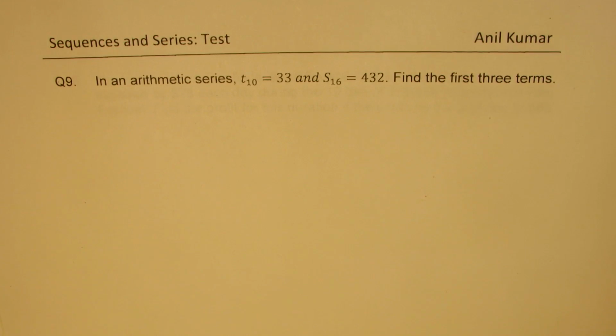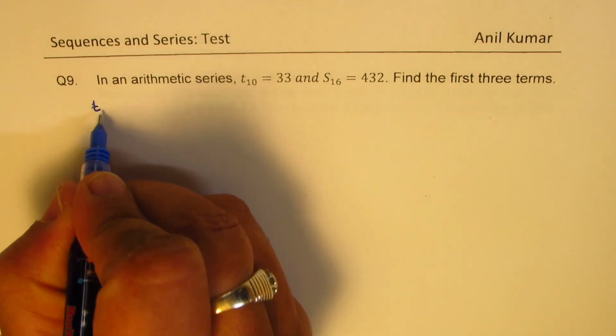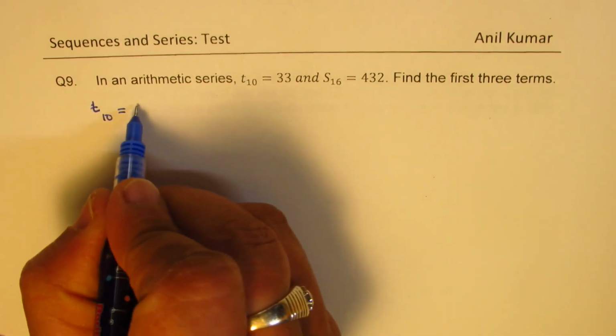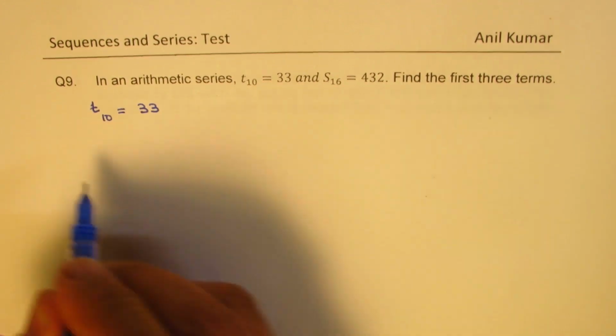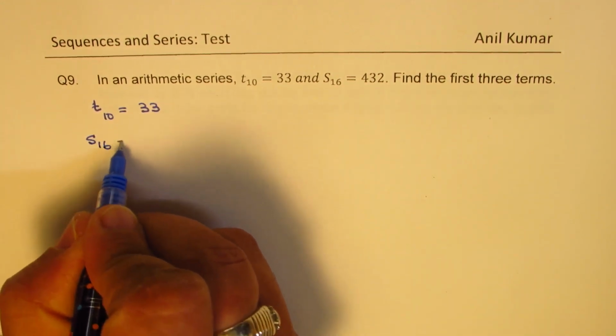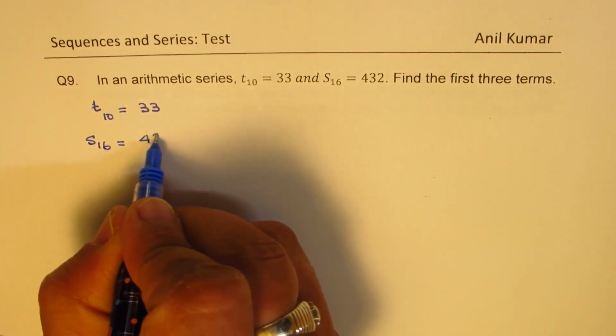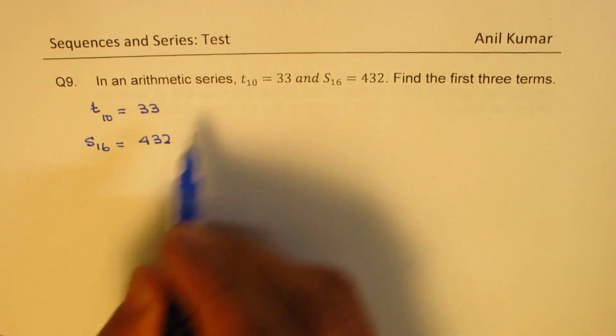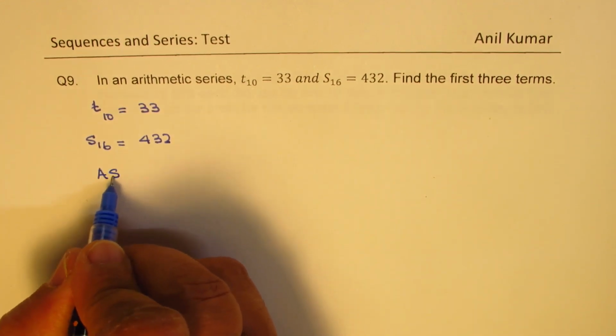In an arithmetic series, T10 equals 33, S16 equals 432, find the first three terms. In previous examples, we were given the series and we were finding the sum. Now we'll do the reverse. We are given a term number, T10, which is equal to 33. We are also given the sum of 16 terms, and that is 432. Now this is an arithmetic series we're talking about, correct?